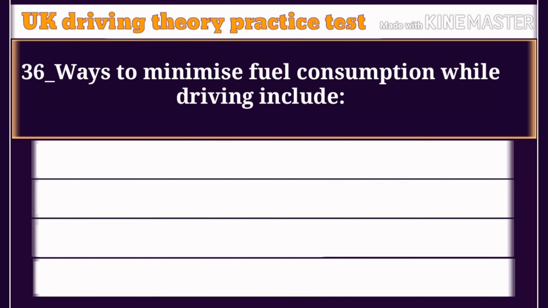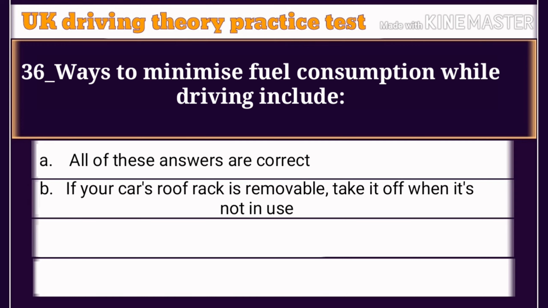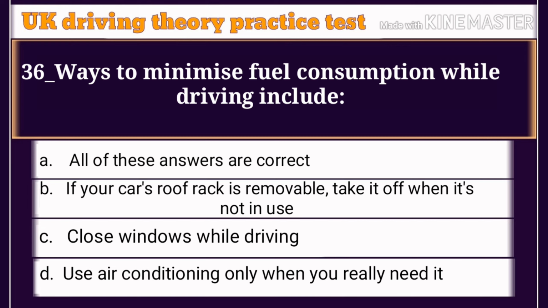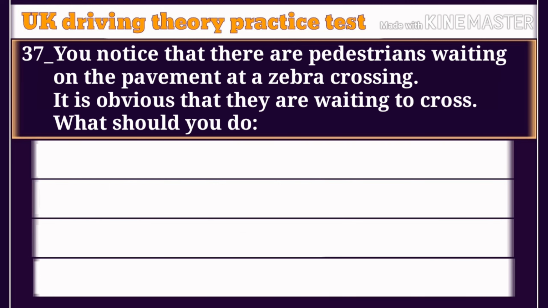Question 36. Ways to minimize fuel consumption while driving include A. All of these answers are correct. B. If your car's roof rack is removable, take it off when it's not in use. C. Close windows while driving. D. Use air conditioning only when you really need it. The correct answer is A. All of these answers are correct.